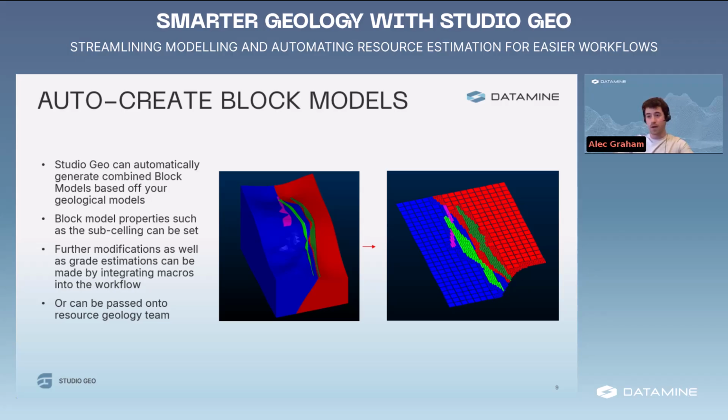And we can also automatically create block models as part of our process. Once we've generated all of our 3D solids, we can fill them all up with blocks. We have control over the parameters and criteria of our block model within the workflow. So for example, we can set our subcelling on a domain by domain basis. And any further modifications that we want to make to any of these block models, as well as grade estimations, can all be done via macros, which can be incorporated into the workflow, or it can just be passed on to the resource geology team if we're done there.